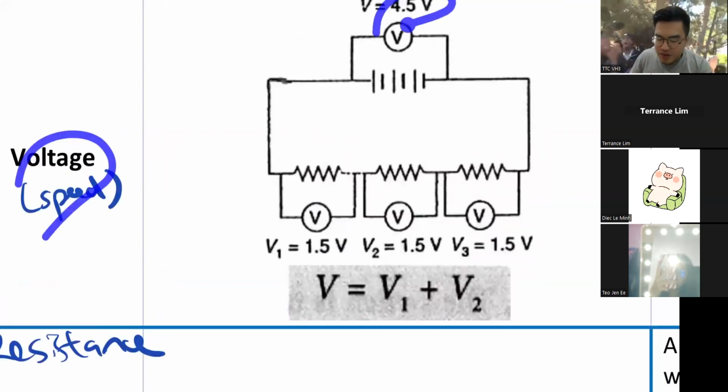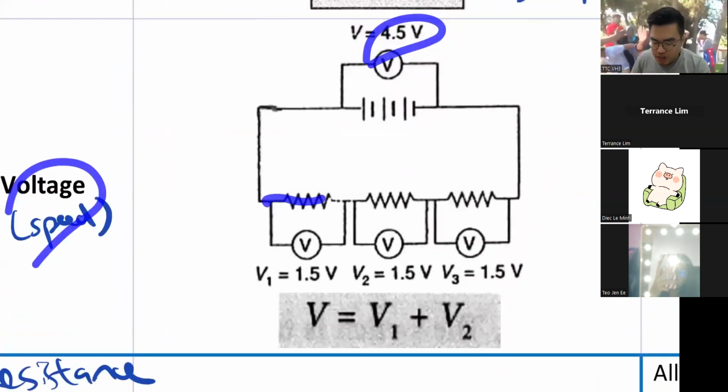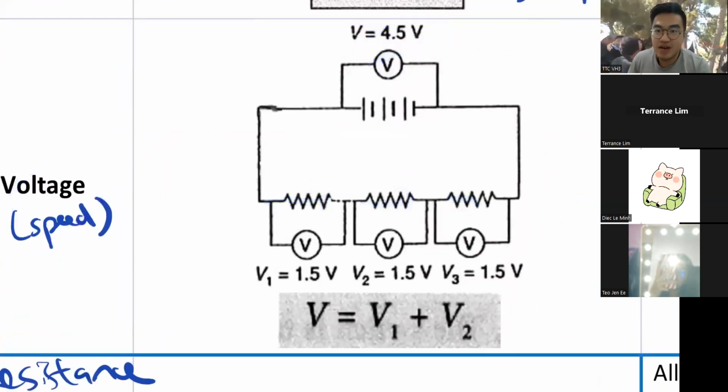My river now needs to pass through 3 rocks, because a rock is a resistance, right? 石头是那个阻力. It will slow your water down. It will slow your river down. So what is happening now?